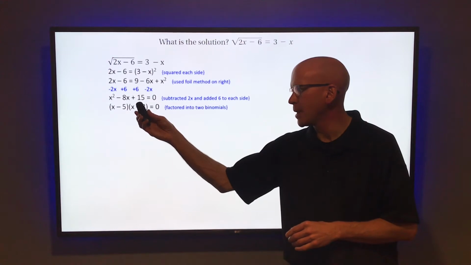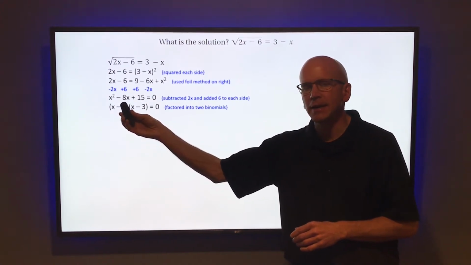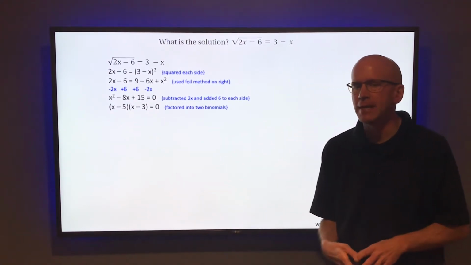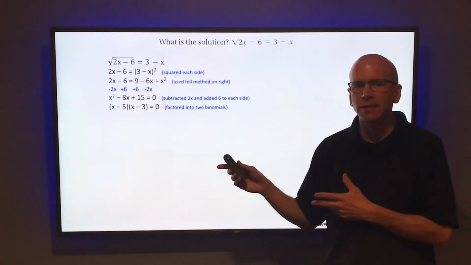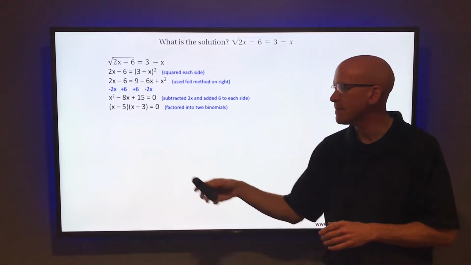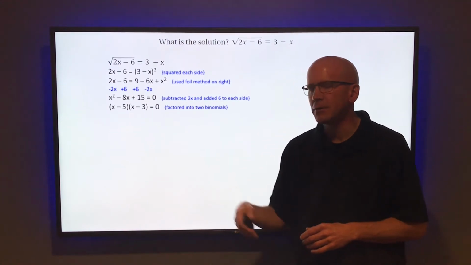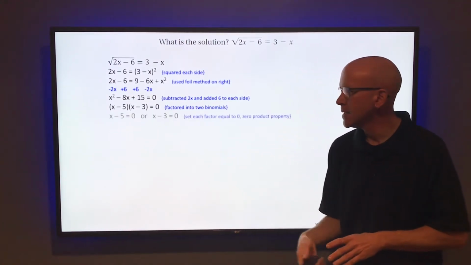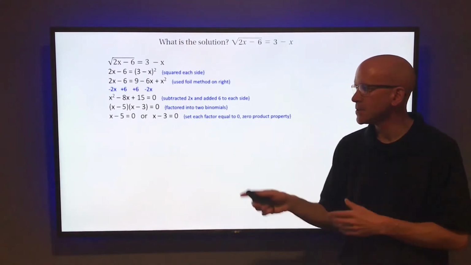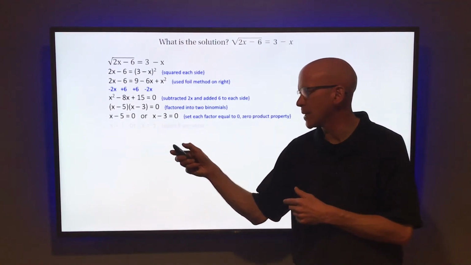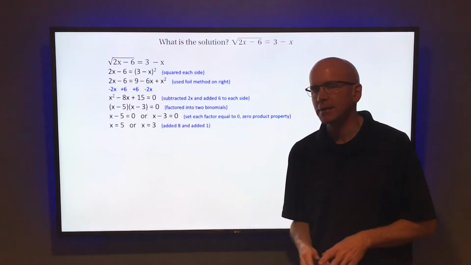Second terms multiply to make 15 and add to make negative 8. So two numbers that multiply to make 15 and add to make negative 8 would be negative 5 and negative 3. So that factors into x minus 5 times x minus 3. Those two multiply together equals 0. So set each one equal to 0. Set x minus 5 equal to 0 or x minus 3 equal to 0. And then solve each one of those for x. And that first one, x equals 5, and the second one, x equals 3.